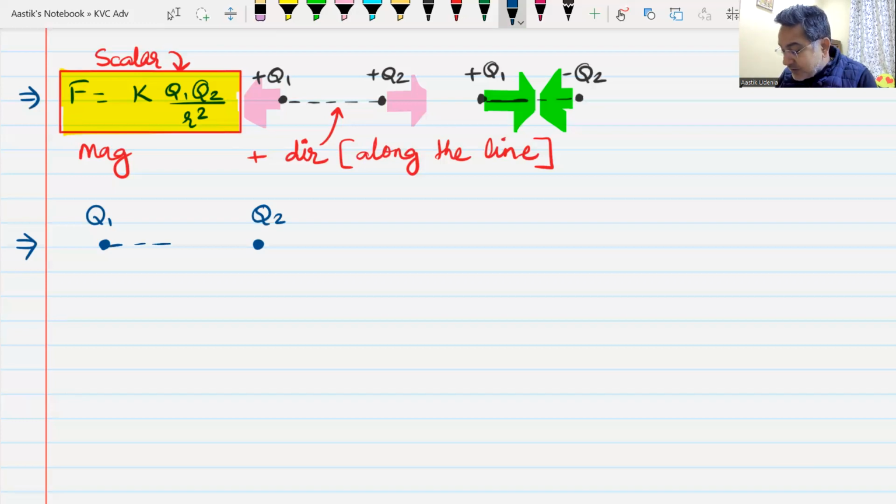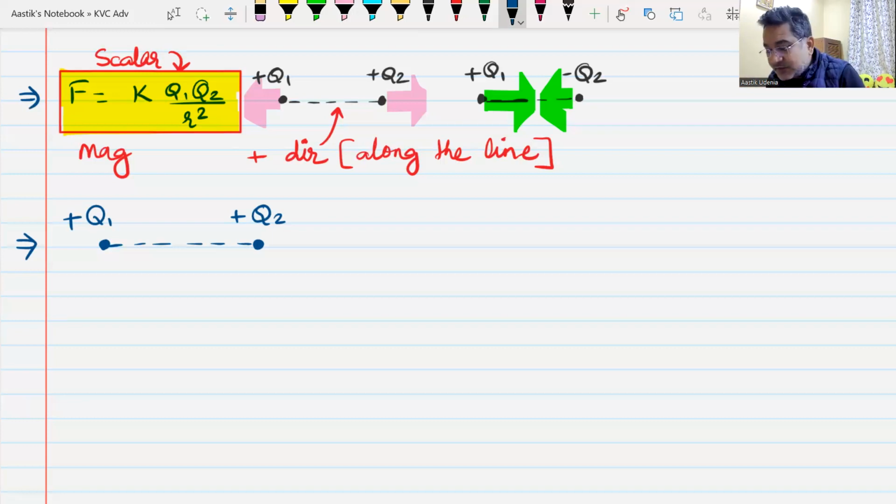This is the line joining the two charges. Now let us assume that the charges are positive, so that it is easier for me to draw them. They are separated by distance r, let us say. Now I have to make a vector formula for this.